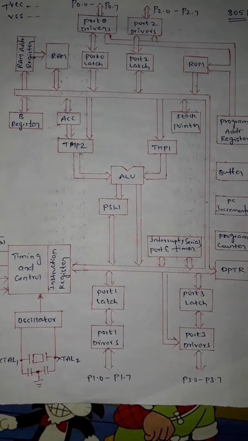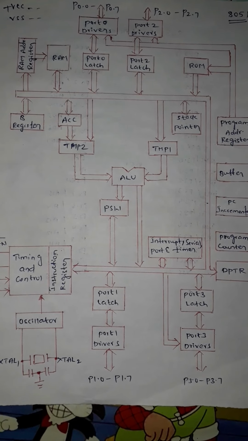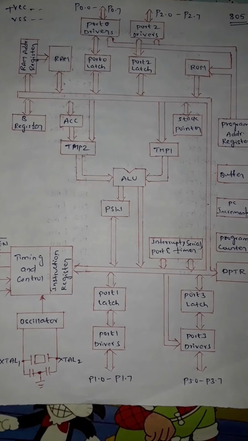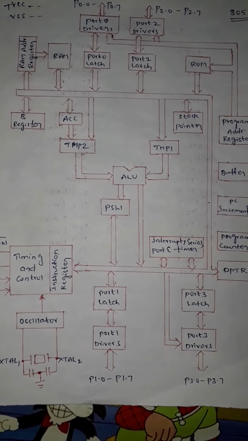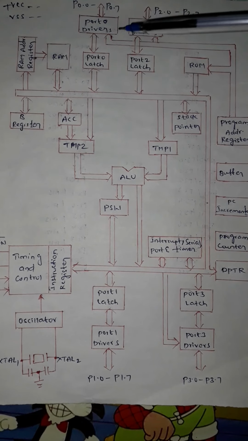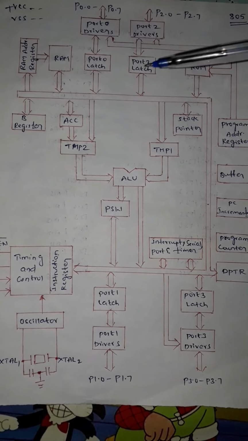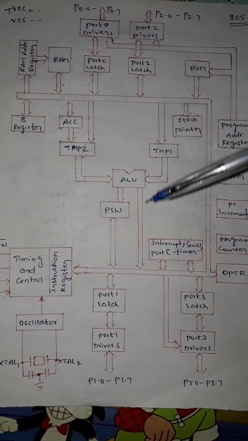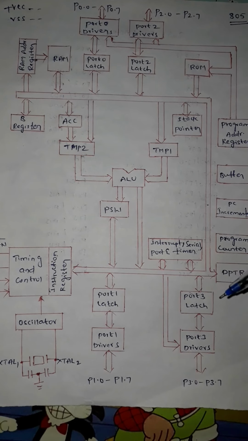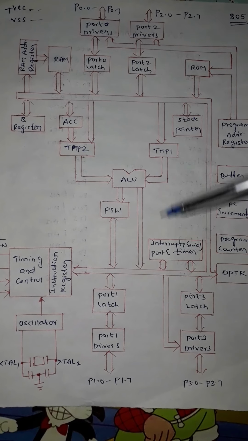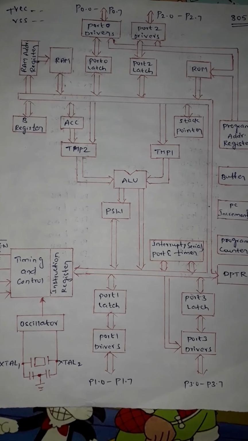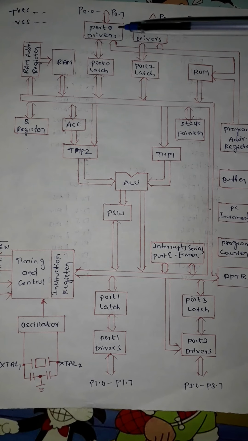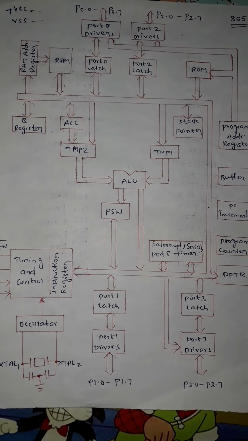So each port has 8 IO pins. In total you get 32 IO pins for the 4 ports, and each port is provided with a latch for storing the data. So you have a port 0 latch, port 1 latch, port 2 latch, and port 3 latch. For each port you also have port drivers.